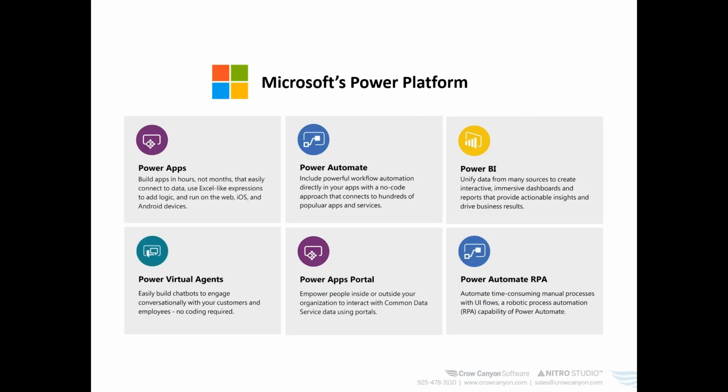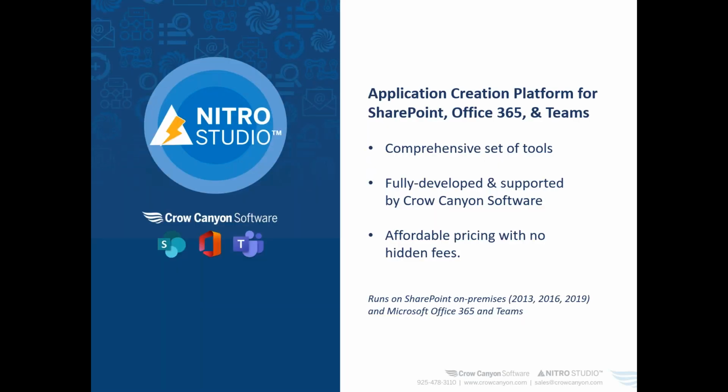Now, you are probably quite familiar with the Power Platform. It consists of Power Apps, Power Automate, Power BI, virtual agents, portals, and Power Automate RPA. You hear a lot about it from the MVPs, and there's a lot of material about it, so I'm sure you're quite familiar with it, and I won't go too much into detail describing each thing, but I think NITRO Studio may be something that you may or may not be as familiar with. We're obviously a smaller company than Microsoft.